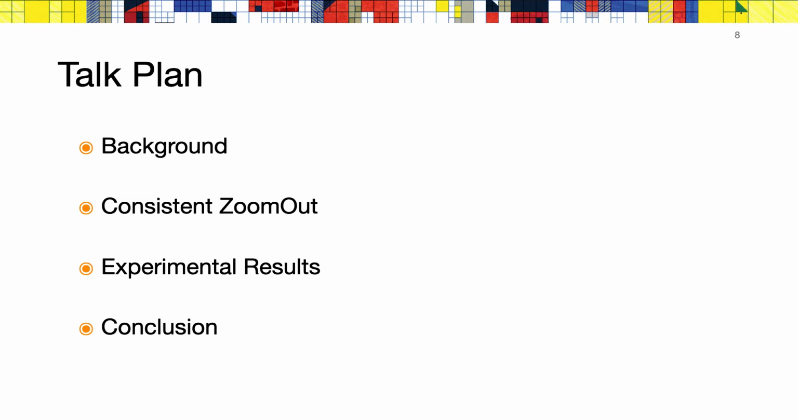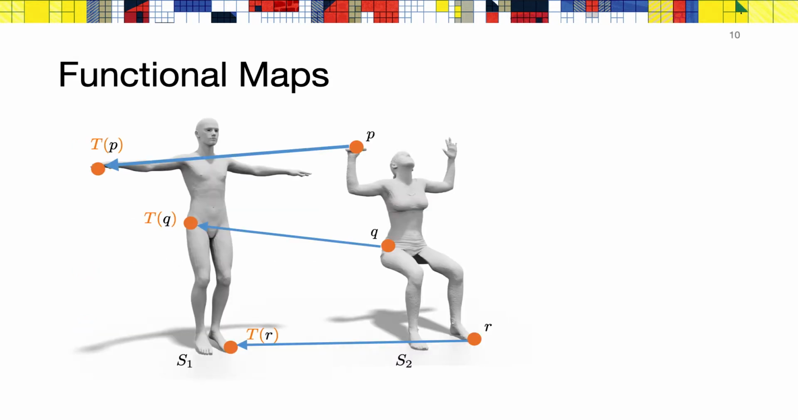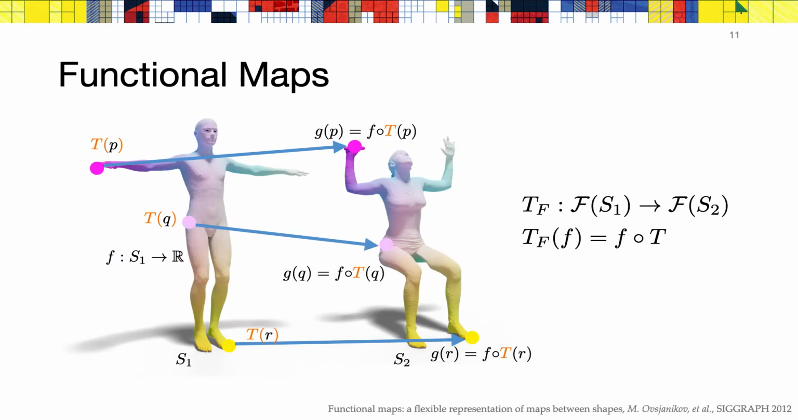So this is the talk plan. Let's start with functional maps. Now we have two shapes and a map T from S2 to S1. Given T, we can transfer a real-valued function f on S1 to a function g on S2 simply by pulling back, T sub f. It is easy to verify that T sub f is a linear operator that maps functions from one shape to the other.